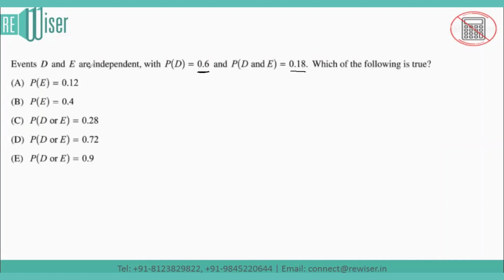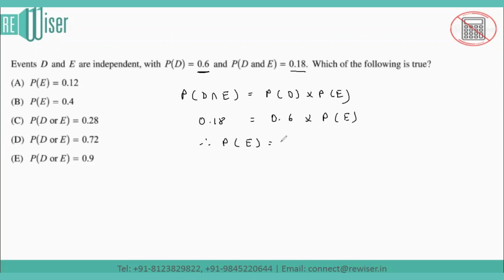Now since they have said that D and E are independent events, that means the probability of D intersection E should be the product of the two individual probabilities, which is P(D) into P(E). So the value of the intersection they have given is 0.18 and the probability of D is 0.6. So the probability of E that we got is equal to 0.3.